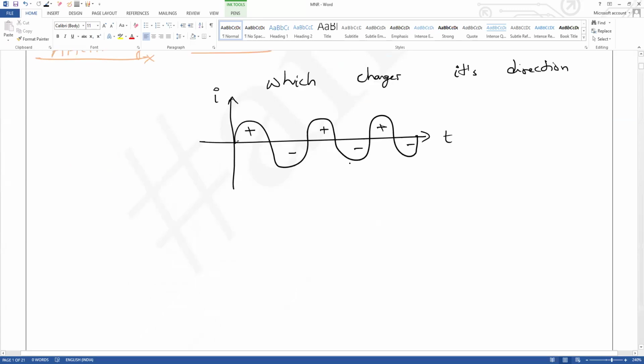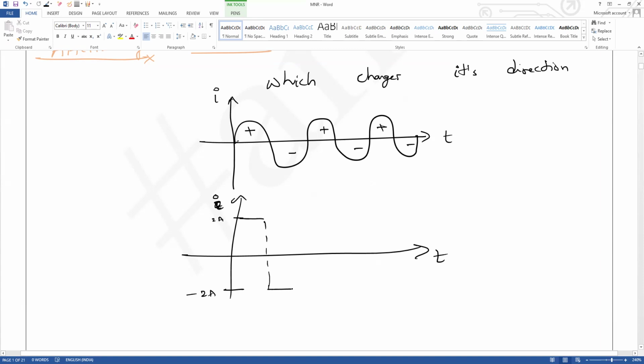So that is what is alternating current. I have taught this recently. If I take I versus t, for example, let me consider 2 ampere. It goes up to 2 ampere, again goes down to minus 2 ampere, and again it comes up.